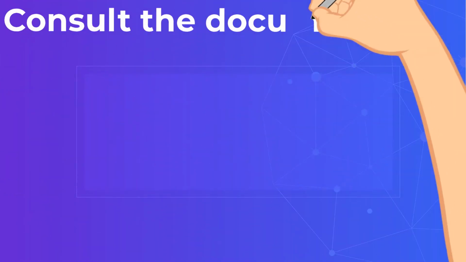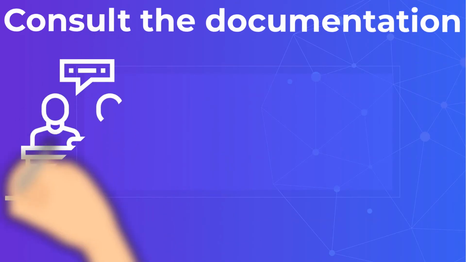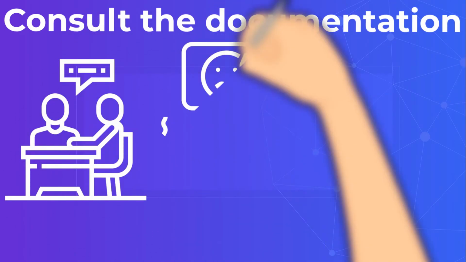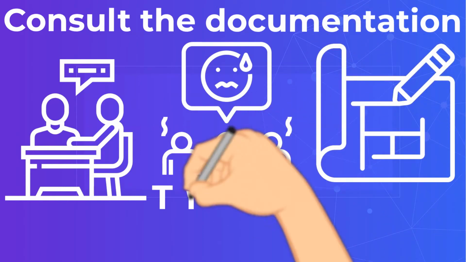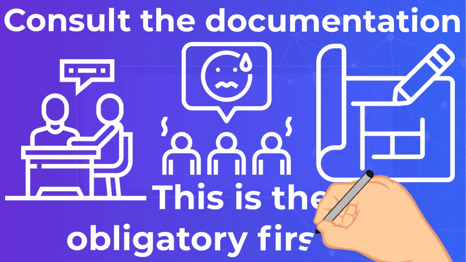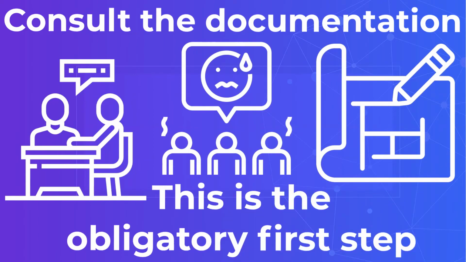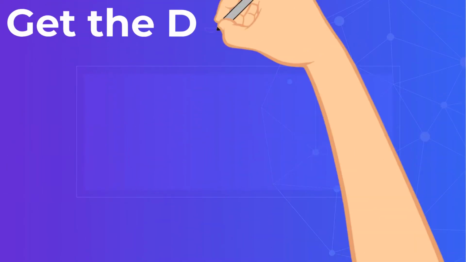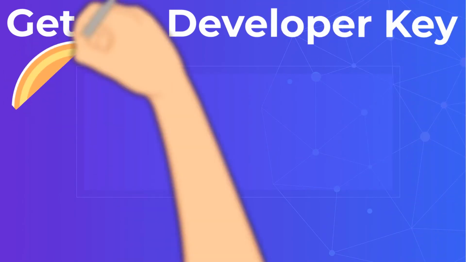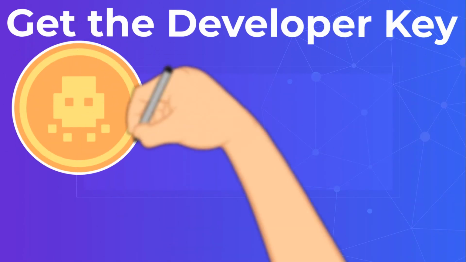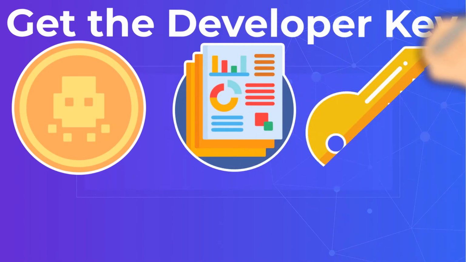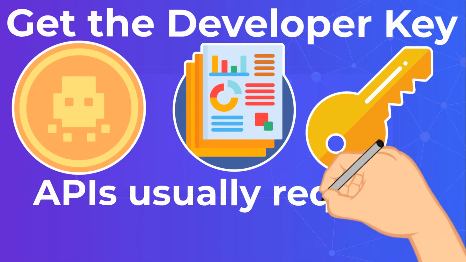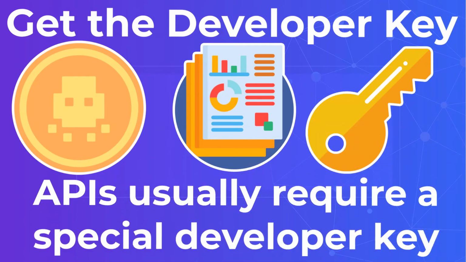Consult the documentation. This is the obligatory first step for integrating third-party APIs into your project. The general procedures for integrating an API might be similar to each other, but there are specific concerns pertaining to each one. Get the developer key. APIs usually require a special developer key, basically, an authorization token to process connections and secure communication. Again, the exact details of how to access the developer key are usually contained in the documentation.